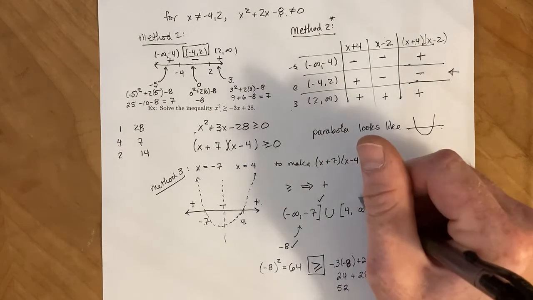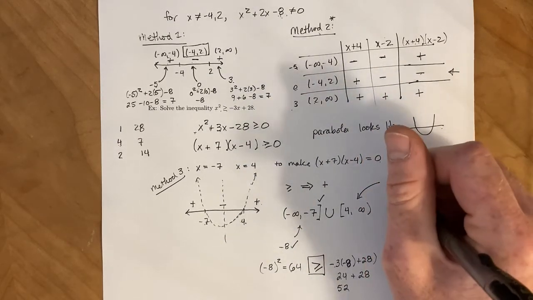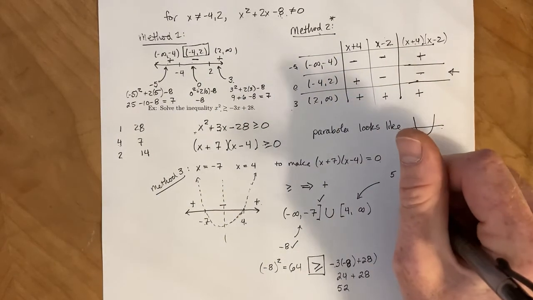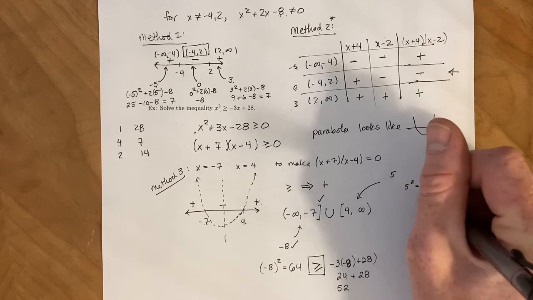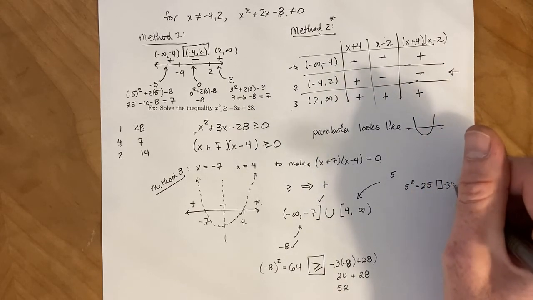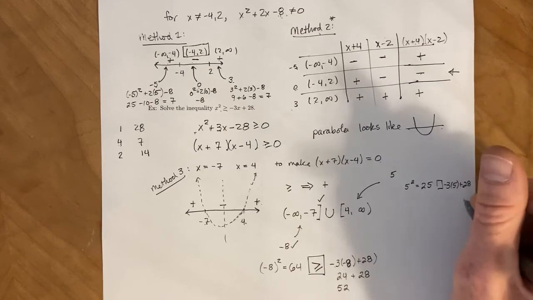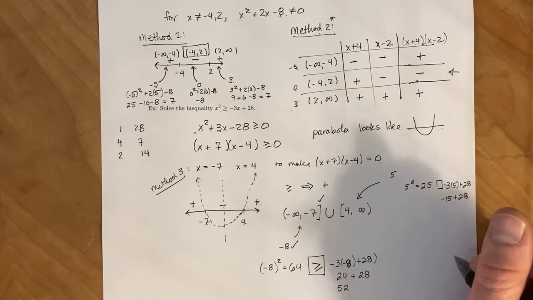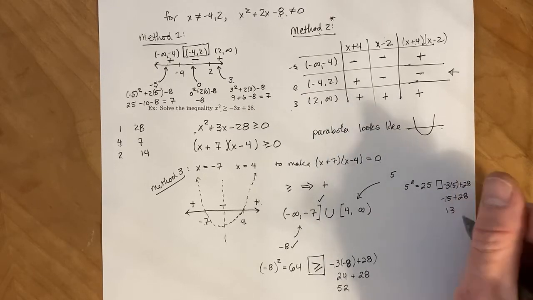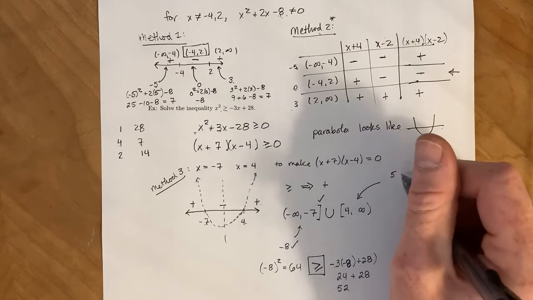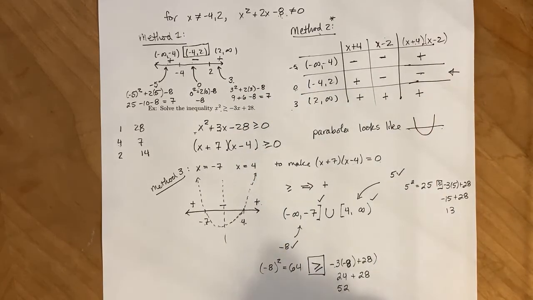You can do the same thing over here by picking, say, 5. If we plug it into the original, we have 5 squared, which gives us 25. Compare that to negative 3 times 5 plus 28. Negative 3 times 5 gives us negative 15. And if you add that to 28, that gives you 13. So 25 is greater than or equal to 13. So this is a good value, making that a good interval.